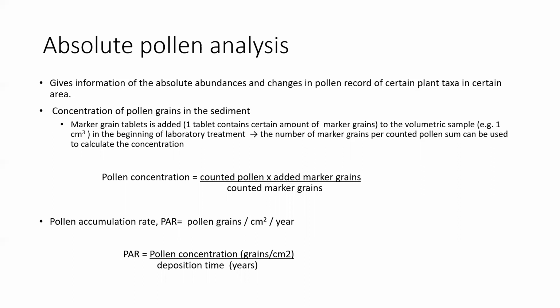And then furthermore, we can calculate the pollen accumulation rate. So basically meaning how many pollen grains are deposited on 1 square centimeter per year, for example. We take the pollen concentration, then we have the deposition time, and then we can get the pollen accumulation rate. So this is how we are producing the absolute data.